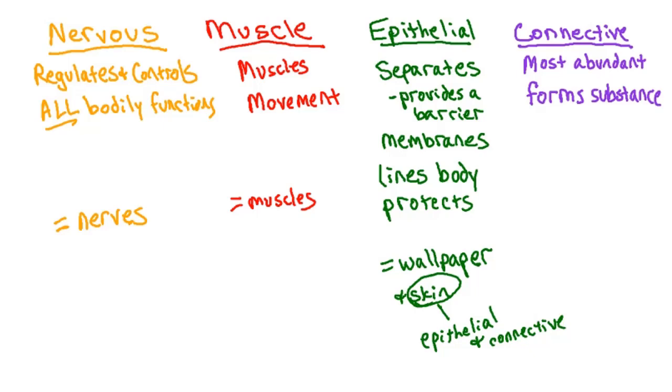And then your connective tissues themselves, that is sort of like the jello in a jello mold. So your connective tissue, think of jello in a jello mold. Your epithelial, think of wallpaper. Your muscle tissues, obviously you want to think of muscles, and your nervous tissues, you want to think of nerves.